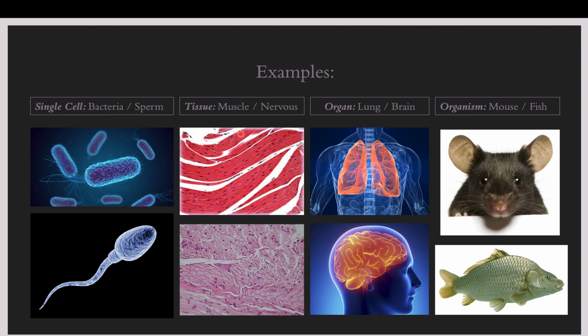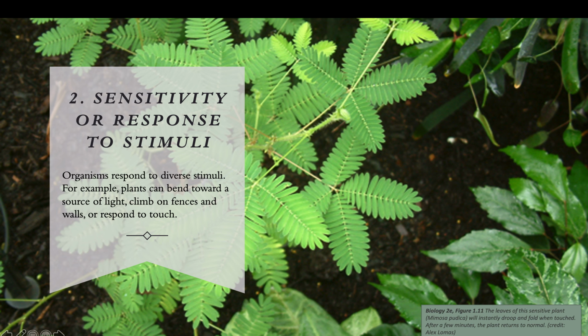So tissues, we talked about different types of tissues. This top one is a muscle tissue. The bottom here would be nervous tissue. Organs, we talked about lungs. The brain is an organ formed by different tissues that all work together. And then an organism would be a mouse or a fish or a person. So that's what we've been summing up to. Okay, so we're finally done with order.